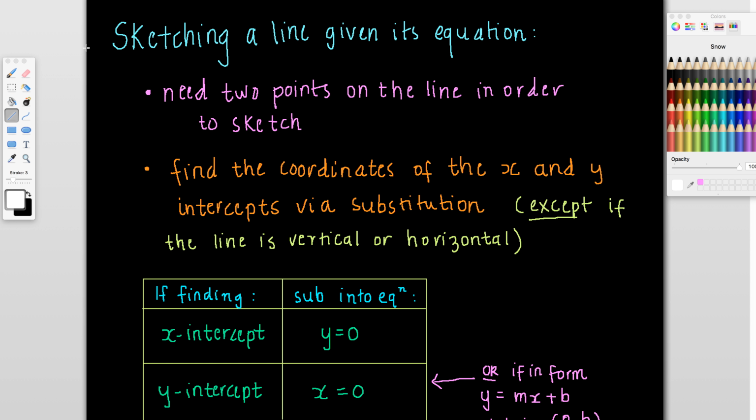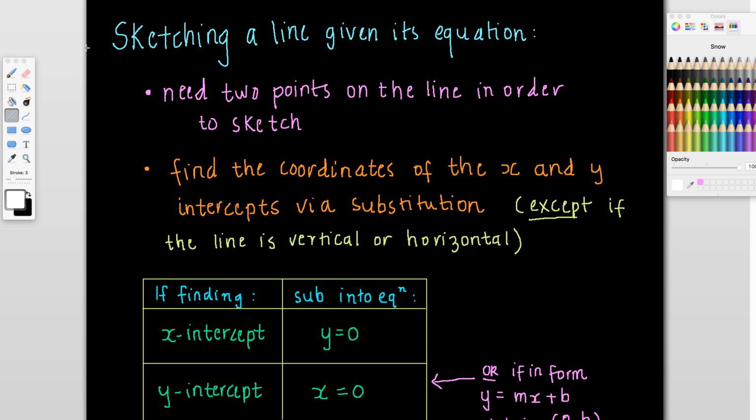To this video. As you can see, what we're going to do is have a look at sketching a line given its equation. Now, you have done this before, so I'm hoping this will be a review. So what I'm going to do is just outline the key things I'd like you to do when it comes to sketching, and we'll look at some of the more unusual examples as well that you might come across.